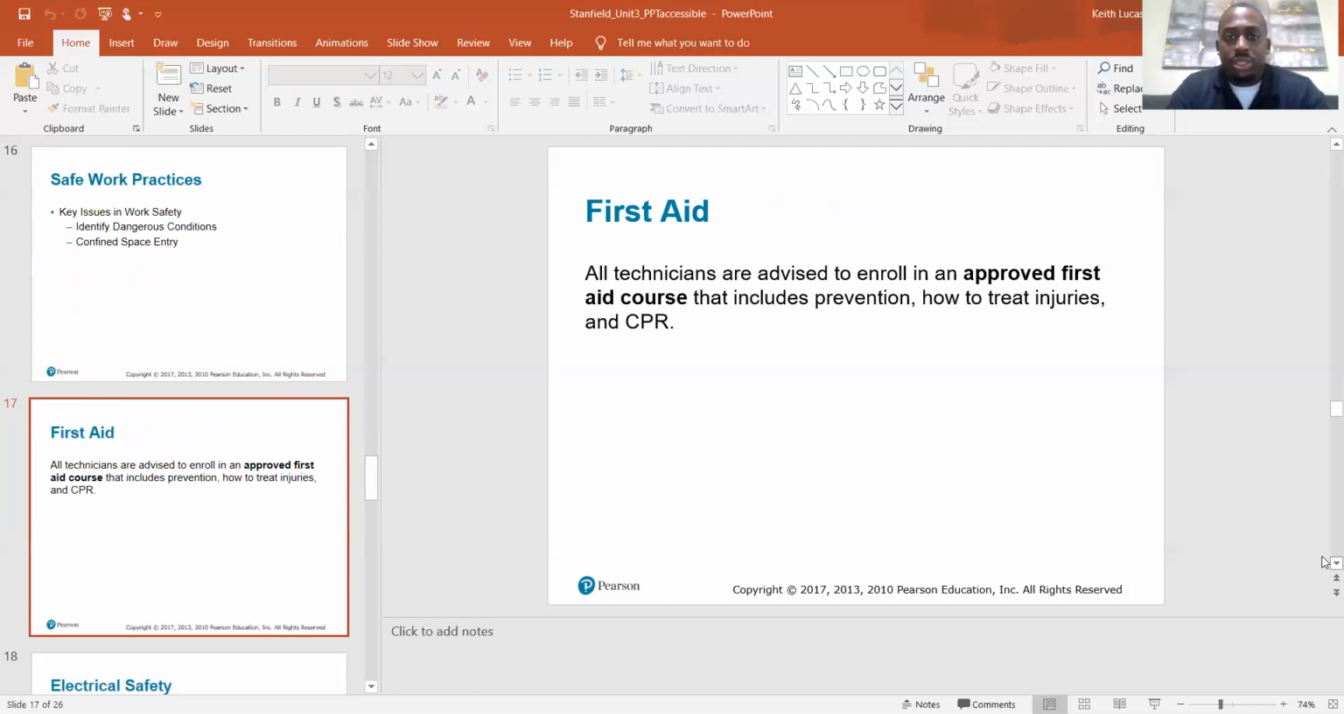First aid. All technicians are advised to enroll in an approved first aid course that includes prevention, how to treat injuries, and CPR.